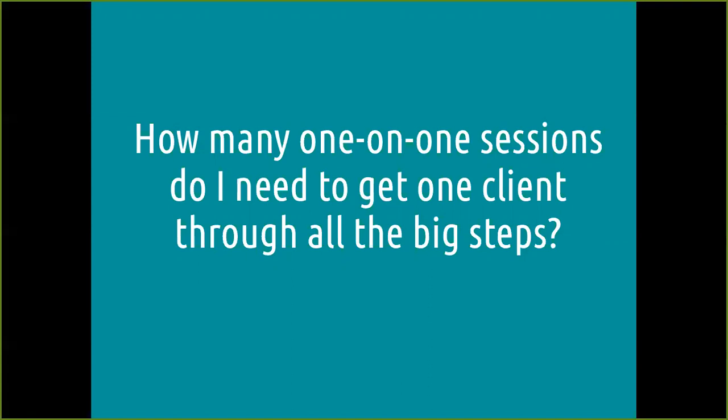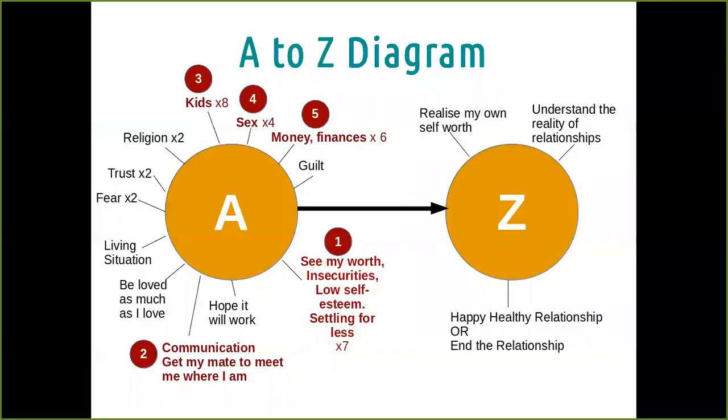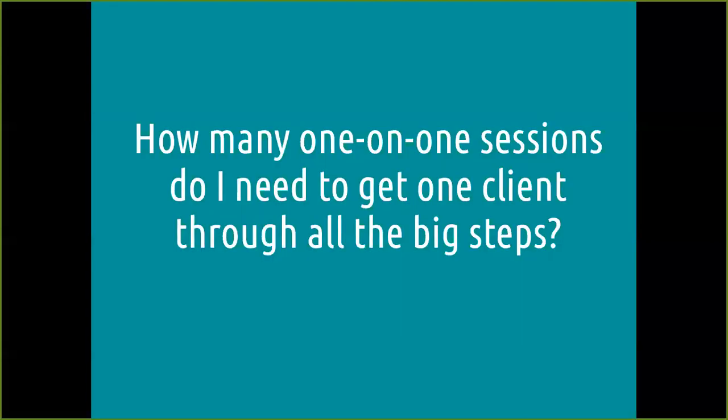So the question I'd like you to ask yourself, once you've got your A to Z diagram mapped out, just like the last slide, is: how many one-on-one sessions do I need to get one client through all of those big steps? So in this situation, how many coaching sessions would it take to get someone from 1 to 5? And ideally what we're looking for is that it needs to be at least 6, and it can be up to however many you need, but at least 6, okay?